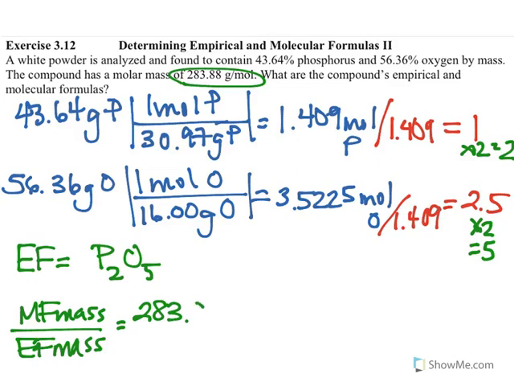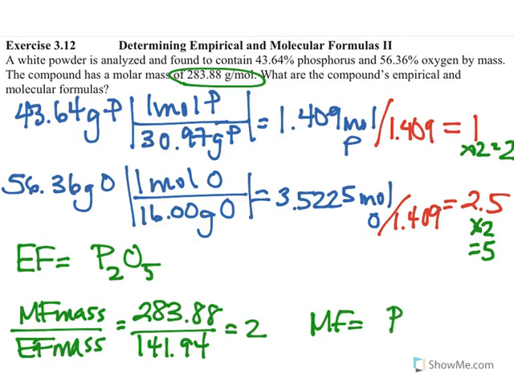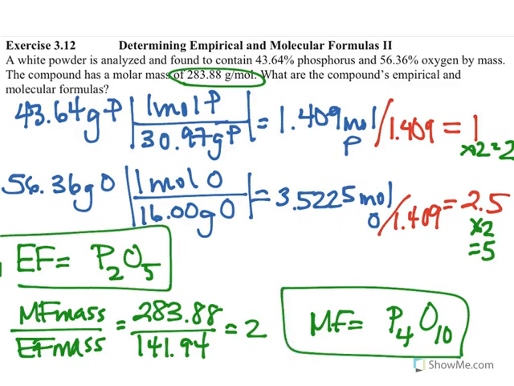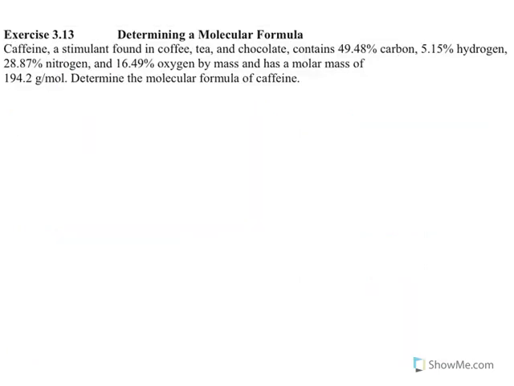So my top is going to be 283.88. My bottom is going to be 141.94, which gives me a multiplier of 2. So that means that my molecular formula is then P4O10. Okay? So we've now found the empirical and molecular formula. Let's try another one.